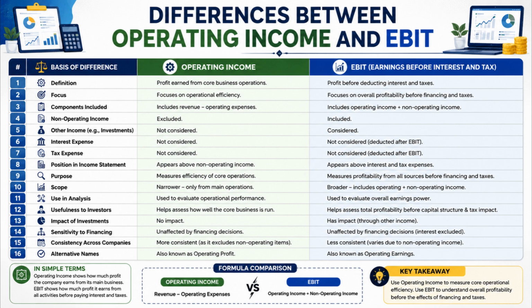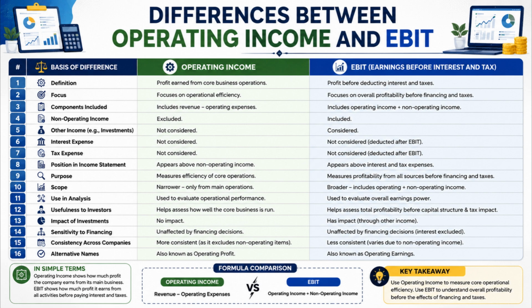Number 14. Operating income is not affected by financing decisions, whereas EBIT also excludes financing costs, but may reflect other non-operating activities. Number 15. Operating income provides greater consistency across companies because it excludes non-operating items, whereas EBIT may vary more because of differences in non-operating income. Number 16. Operating income is also known as operating profit, whereas EBIT is often referred to as operating earnings or earnings before interest and taxes.